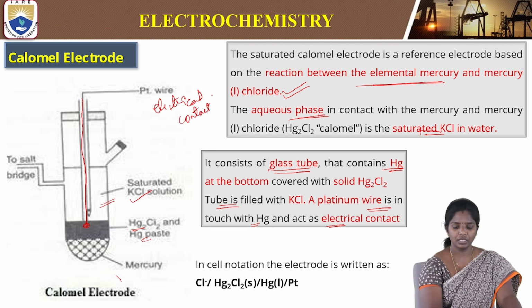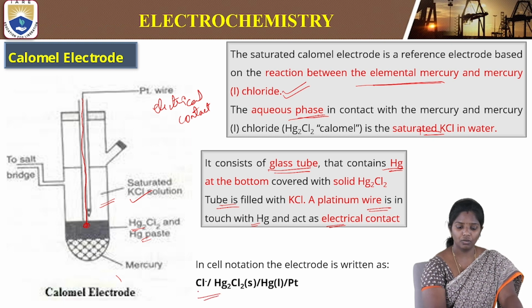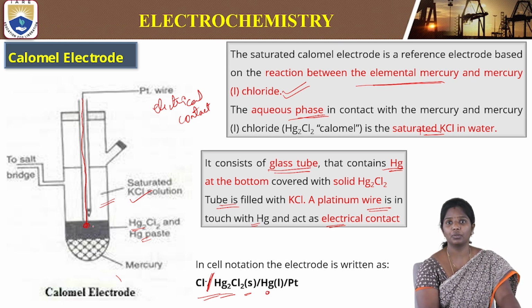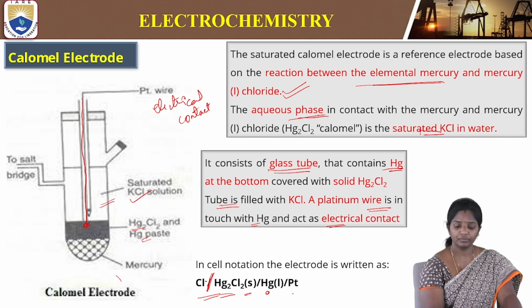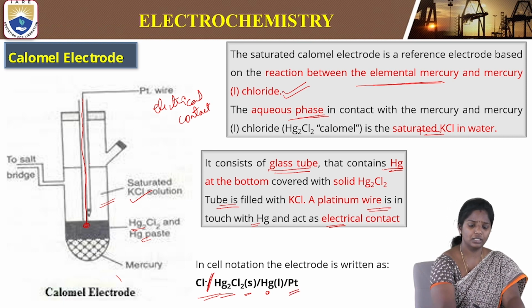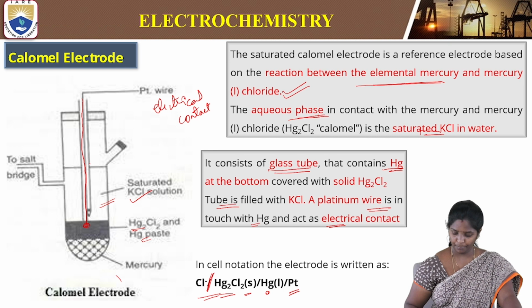Okay, so this is the cell notation of the electrode. Chloride ion is separated. This is a separation between the solid and liquid. Then mercury chloride in the solid form. Then mercury in liquid form, because mercury is a liquid at room temperature. Then platinum, which is the wire that is connected.